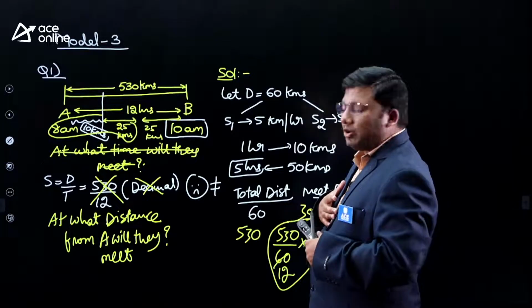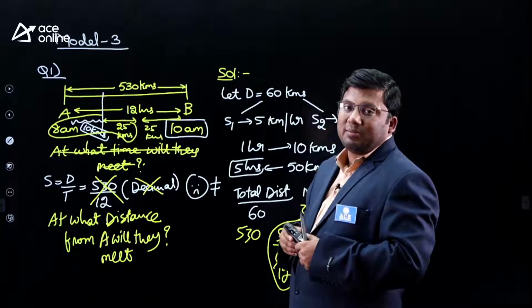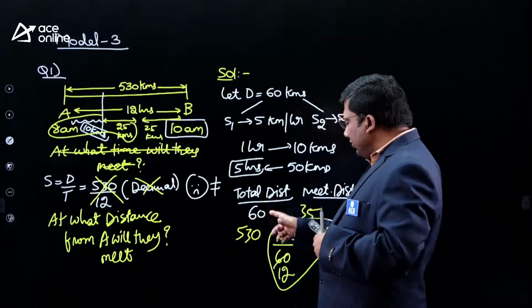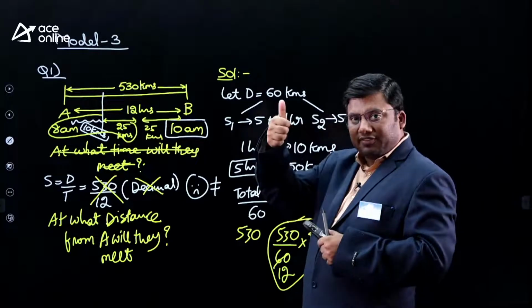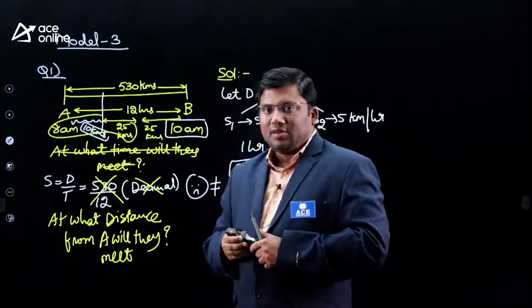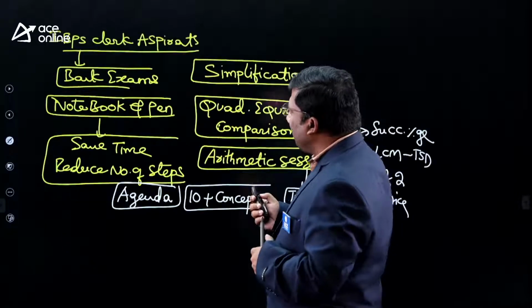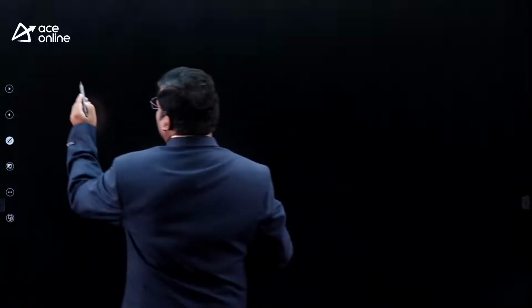But according to the question, it is 530. So the answer will be 530 by 60 into 35. Is the idea clear? I hope the idea is very much clear to you. One more question we will solve so that you will get a complete idea of it. Question 2.